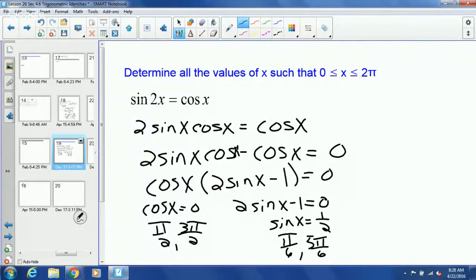Now, I know you may think you have to go back and take all 4 of these, plug them in up here, and tell me if they all work. Then you're going to say sine of 2 times pi over 2 equals cosine of pi over 2. It's going to be sine of pi. Is sine of pi equal to cosine of pi over 2? Yes. You agree?